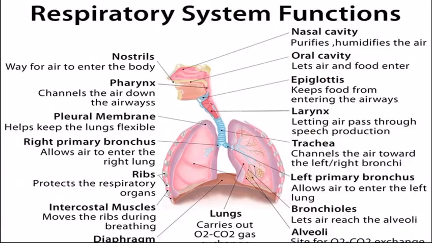Okay, so this is the structure of the respiratory system. We have already discussed the function. One main thing there is the epiglottis. It is the part which opens and closes continuously. When you eat, it closes the airways so that our food does not enter the lungs. Okay.